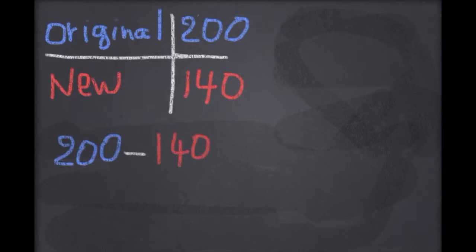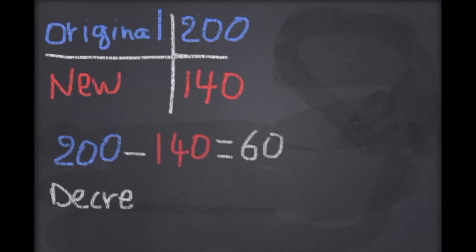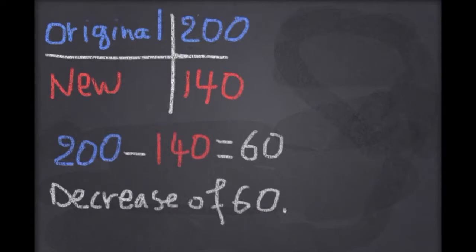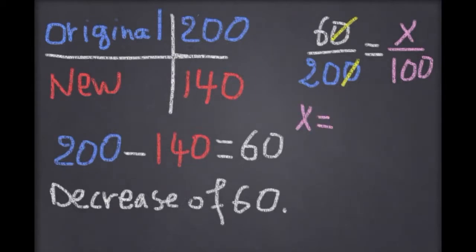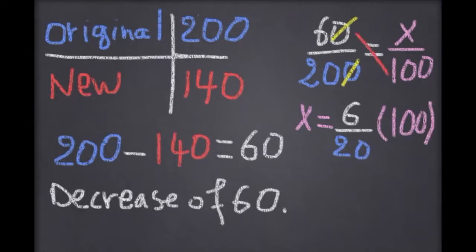Calculate the difference. It's 60, so it's a decrease of an amount of 60. Let's find the percentage, put the proportion. 60 over the original, 200, equals x over 100. Solve this proportion. Cancel the 0 and then multiply by 100. So you get 6 over 20 times 100. Then simplify this.